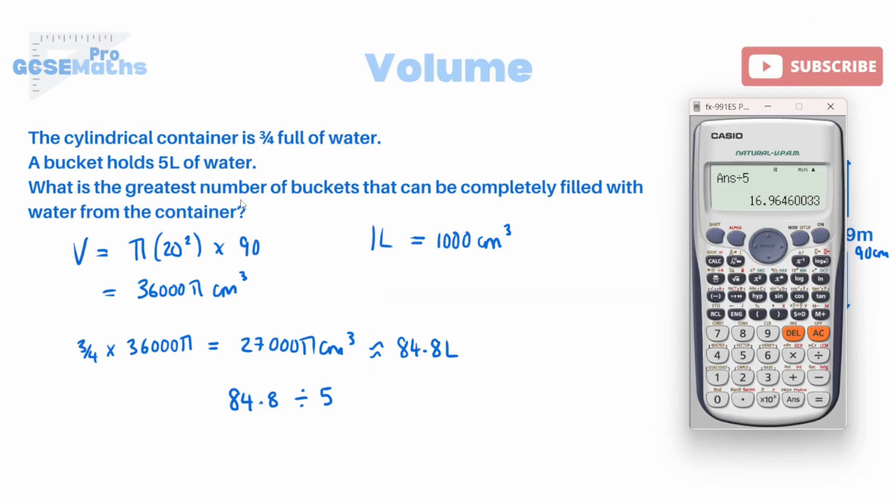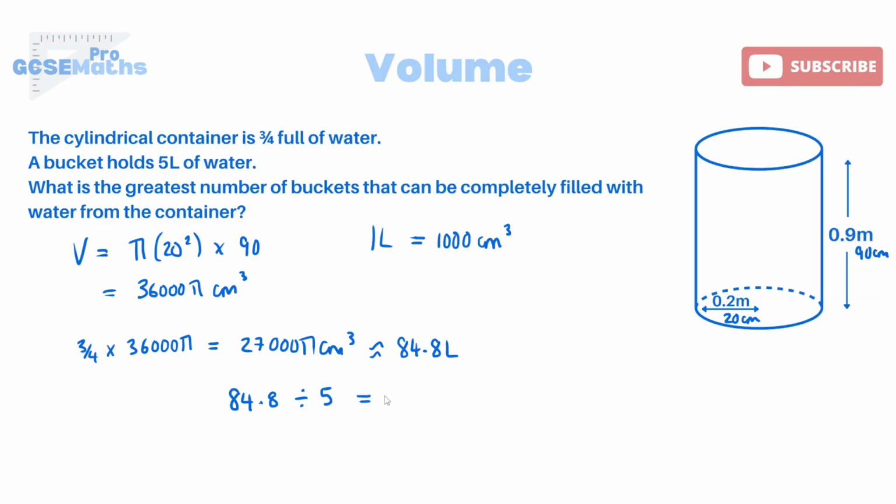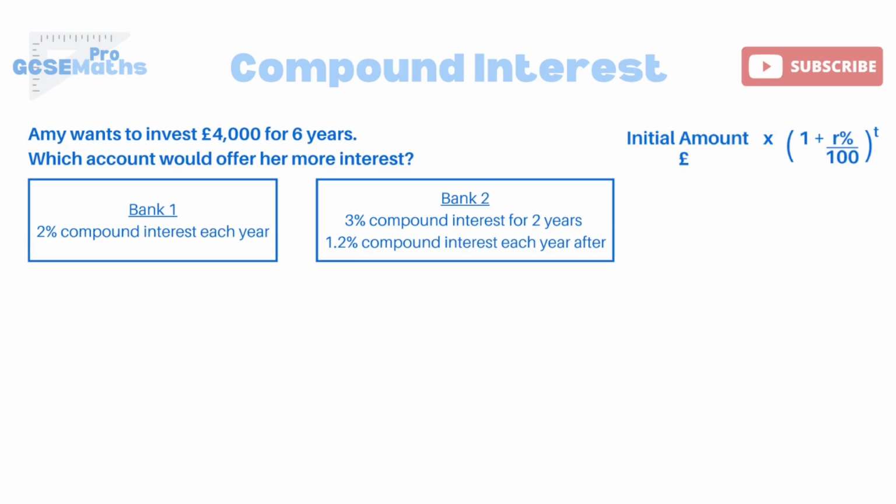Now, this is where we had to figure out how to round it. Because it said what is the greatest number of buckets that can be completely filled with water from the container, well, technically 16 can be completely filled, and then the 17th bucket is only 96% full, isn't it? So even though I get 16.96, the actual answer would therefore be only 16 buckets, wouldn't it? Because I haven't filled up to 17 fully. So it's only 16.